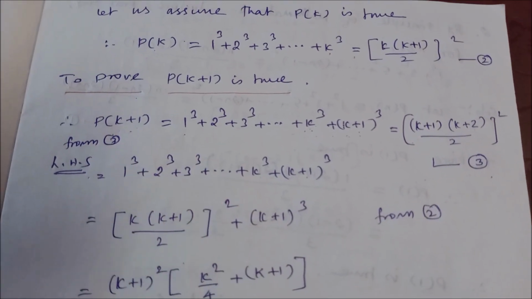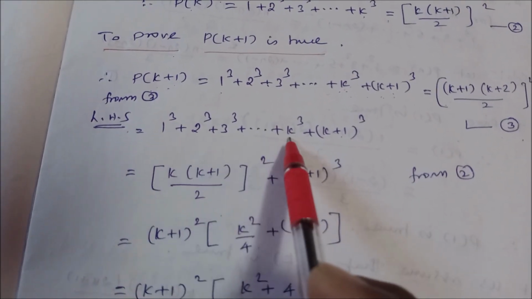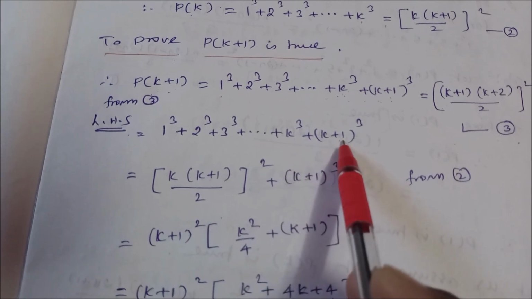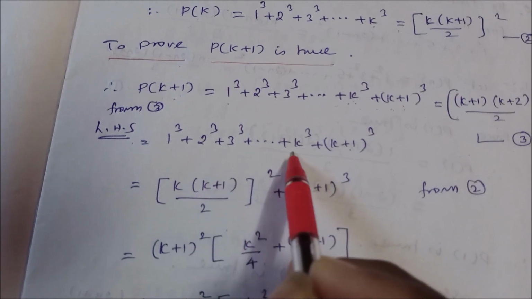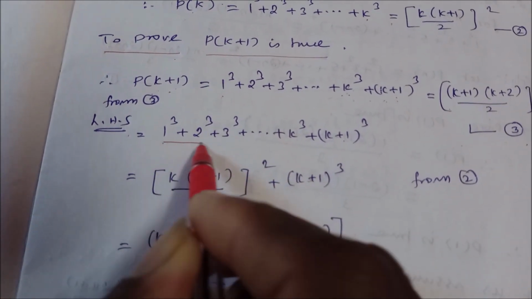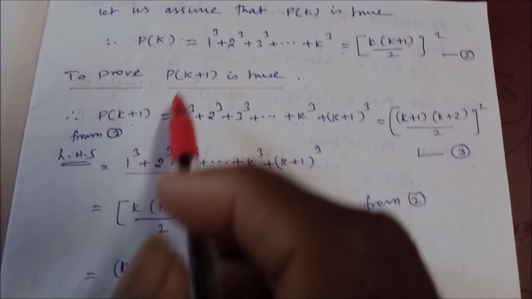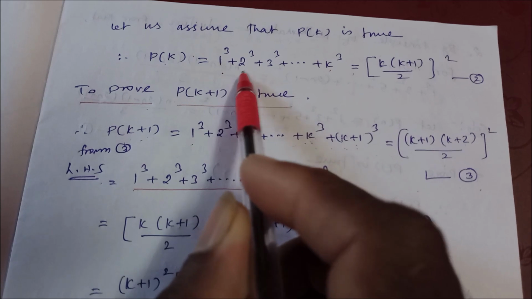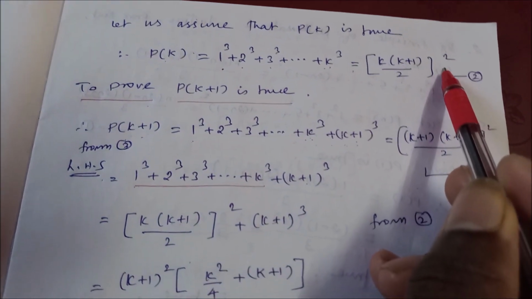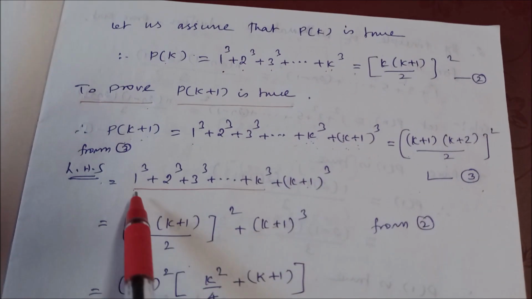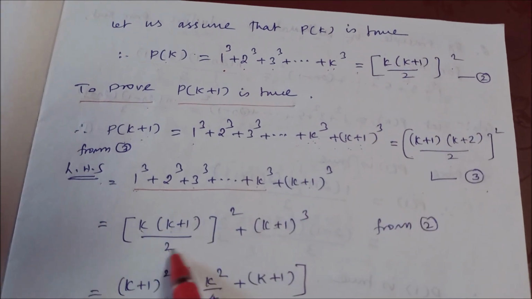It is clear that first we have the LHS term 1 cube, 2 cube, 3 cube etc. up to k cube plus (k plus 1) cube. We replace 1 cube, 2 cube, 3 cube plus up to k cube. This term, from 2, is equal to [k into (k plus 1) by 2] whole square. So we replace 1 cube, 2 cube, 3 cube, up to k cube in terms of [k into (k plus 1) by 2] whole square.